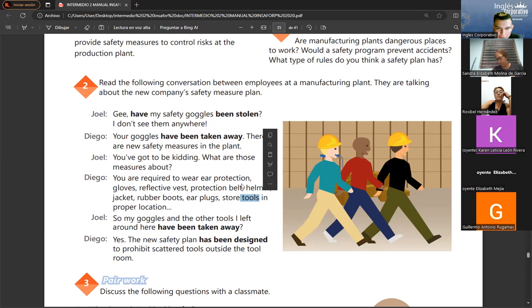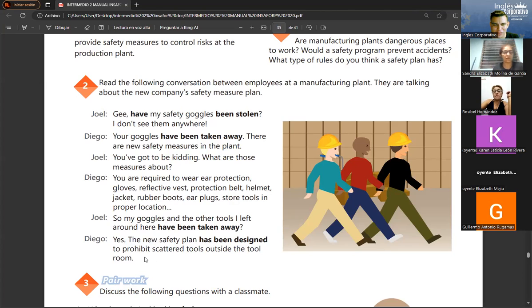Okay. Here we have tool source in proper location. So my goggles and the other tools I left around here have been taken away. Yes, the new safety plan has been designed to prohibit scattered tools outside the tools room.